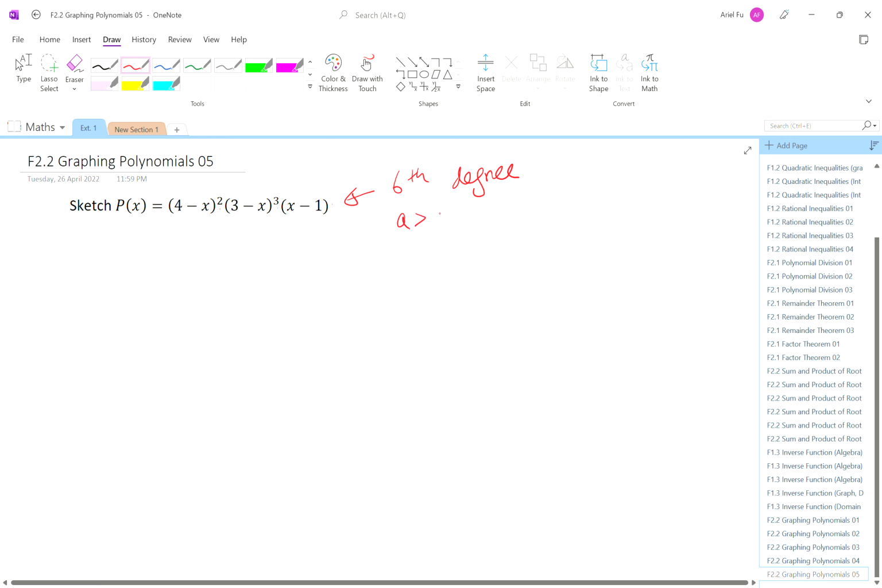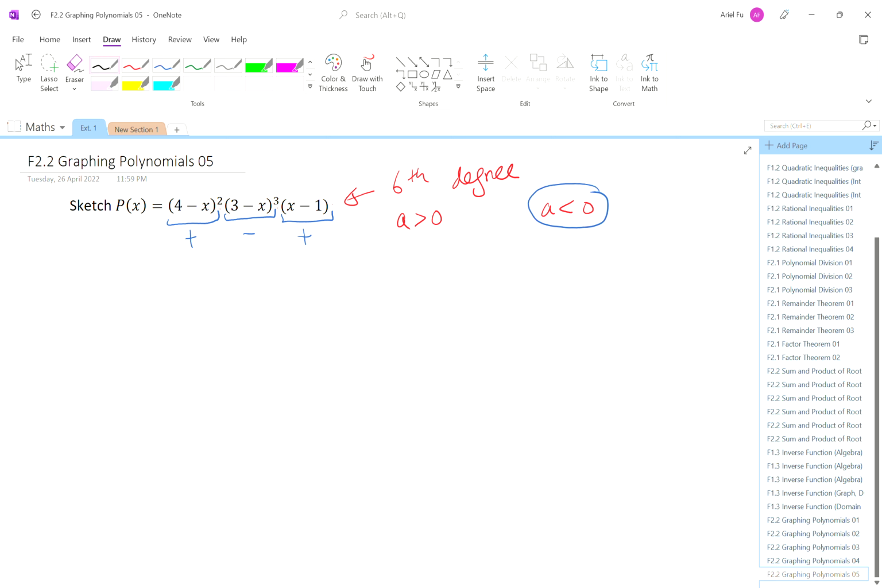Is a greater than 0? Is a less than 0? Not quite sure. Well, let's take a look. The first bracket has negative x, but negative x is squared, so a negative number squared gives me a positive. In the second one, the negative x is raised to a power of 3, so it's going to give me a negative. The third one is a positive x, which is positive. When I multiply them together, I'm going to get a negative x, which means that a is less than 0.